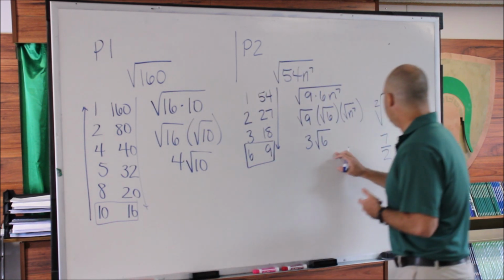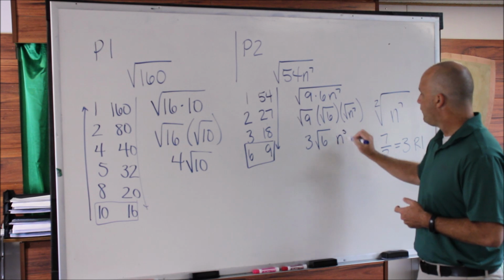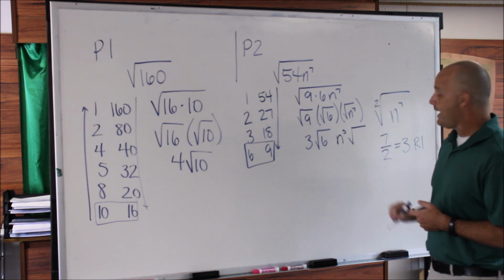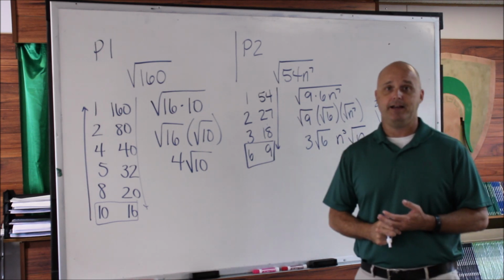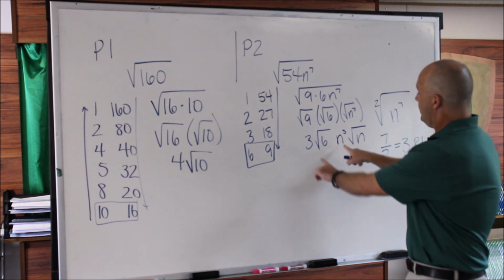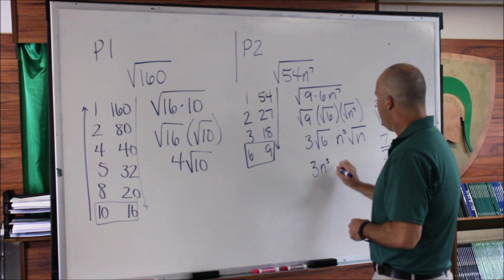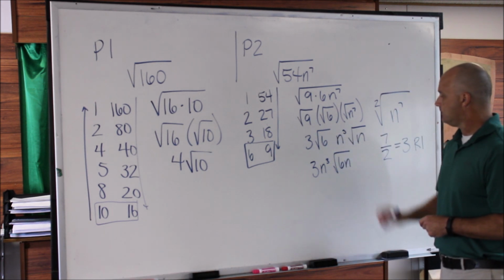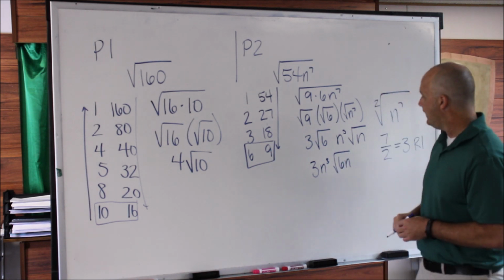So what this means is that I'm going to have n to the 3rd coming outside of the radical, and then one single n left inside of the radical. I can then combine these two, 3n to the 3rd, and then I can combine my radicals back together and get 6n. So your solution is 3n cubed square root of 6n.